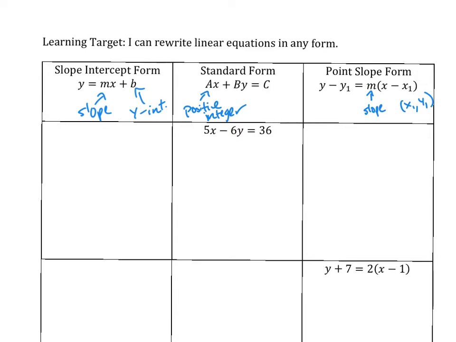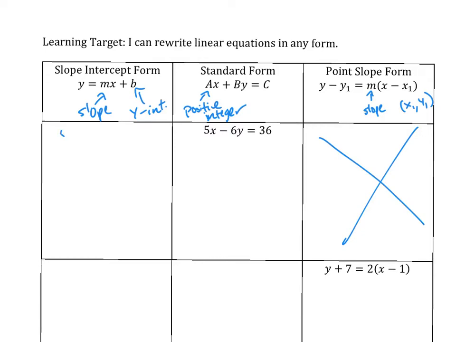Let's look at some different equations in different forms and rewrite them into all of the other forms. This first equation we have is 5x minus 6y equals 36, and that's in standard form right now. We're not going to write that one in point slope form, because in order to do that we would need to have a point, and we'd have to graph the line to find a point, so we're not going to do that. But we will write it into slope-intercept form.